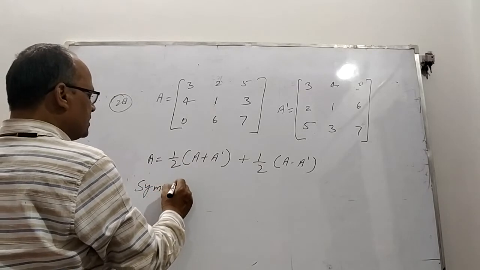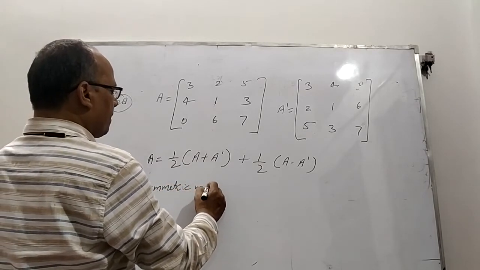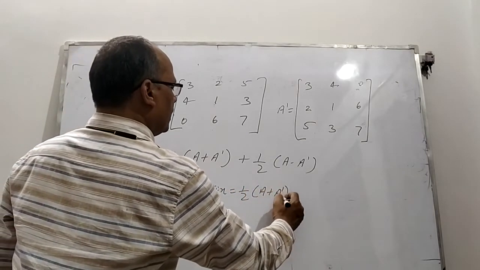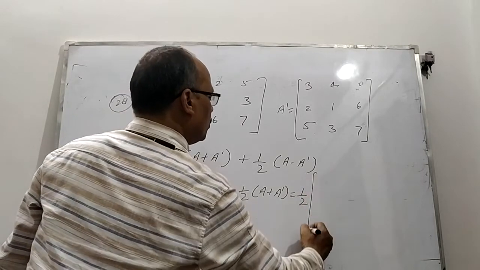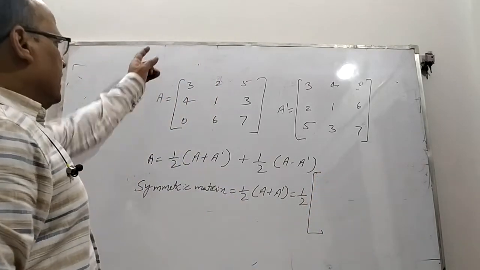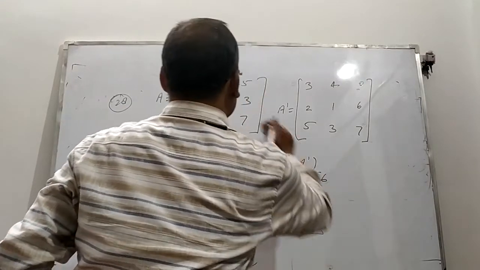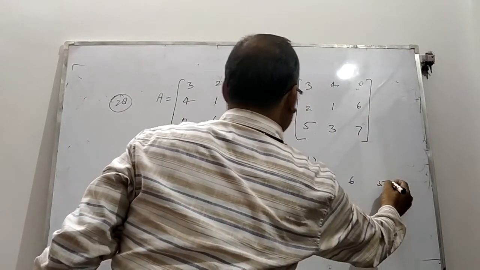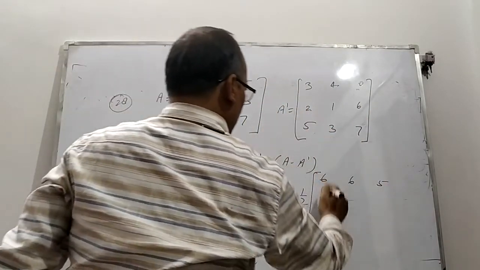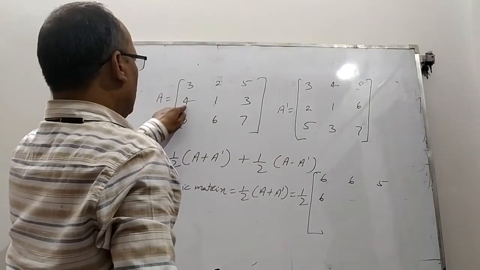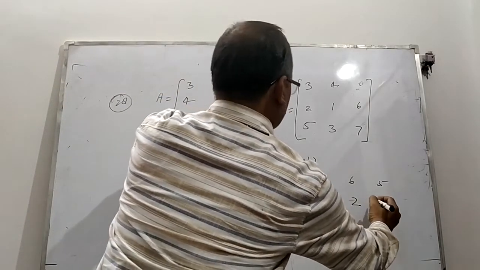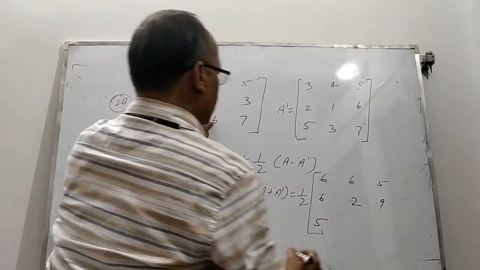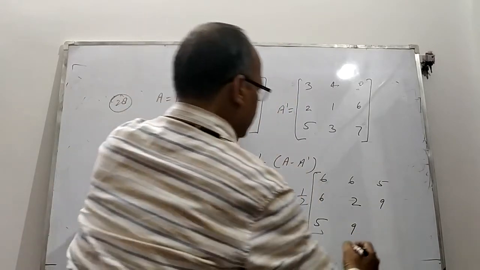So the symmetric matrix is 1 by 2 of A plus transpose of A. 1 by 2, we will add this. 3 plus 3, 6. 2 plus 4, 6. 5 plus 0, 5. 4, 2, 6. 1, 1, 2. 3, 6, 9. 0, 5, 5. 6, 3, 9 and 7, 7, 14.